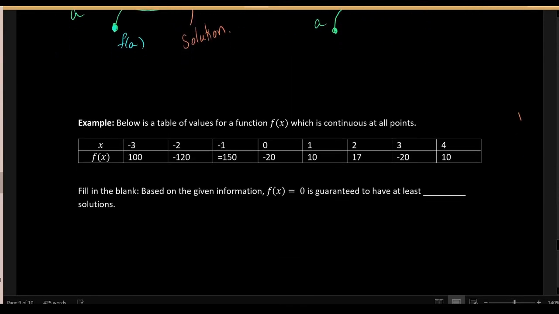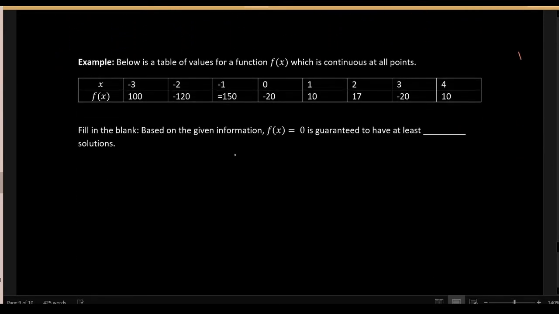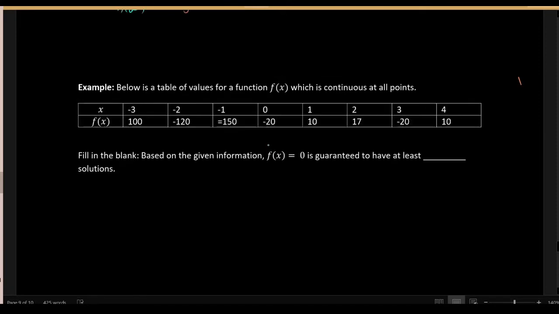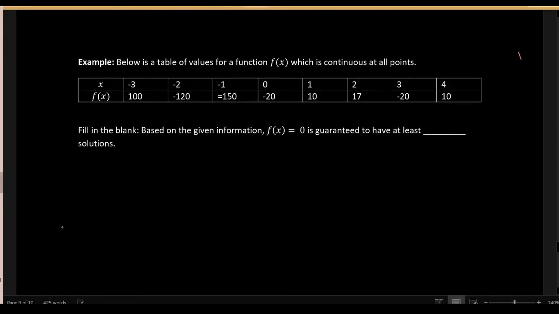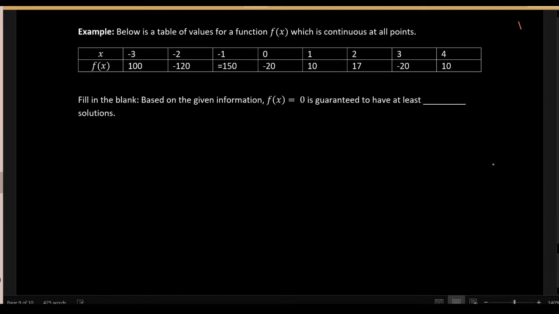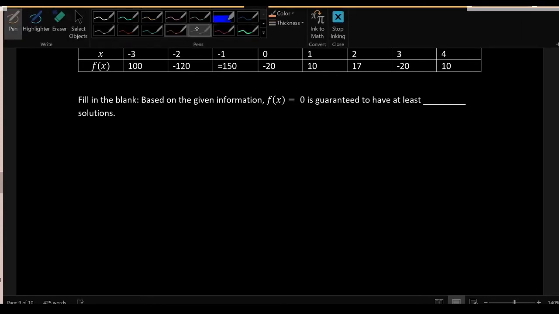Let's apply that reasoning to answer the following questions. So suppose we have a function f of x which is continuous everywhere. We don't have to worry about any discontinuities or breaks or gaps at all. Someone says, based on the data in this table, how many solutions must there be at a minimum? How many solutions must f of x equals 0 have? So I'm going to draw a little sketch of this situation.